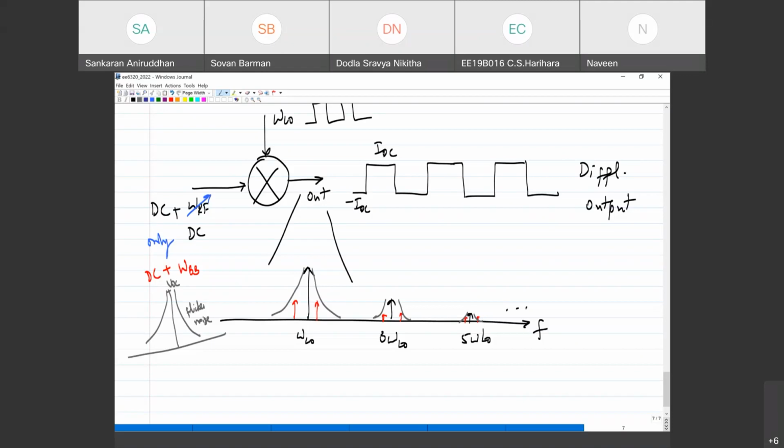If it's a transmit mixer, it's a problem. If it's a receive mixer, it's not so big a problem. Right? Because it depends on what you are interested in at the output of the mixer. If you're interested in baseband, you don't care what happens at omega LO, 3 omega LO, etc. You're going to filter it out very strongly.